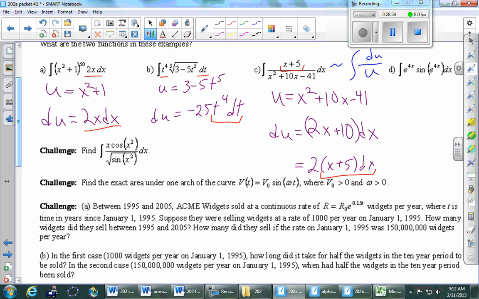All right, how about part D? Looking to let u equal the inside function. What do you see as inside? It's the e to the 4x. And I'm just going to highlight that it's this e to the 4x, not the one in the front. The one in the front, I have no idea what to do with. I don't know why it's there. But I'm letting u equal the thing on the inside. And then I take a derivative. What's the derivative of e to the 4x? Yeah, so I'll write e to the 4x times 4 dx.